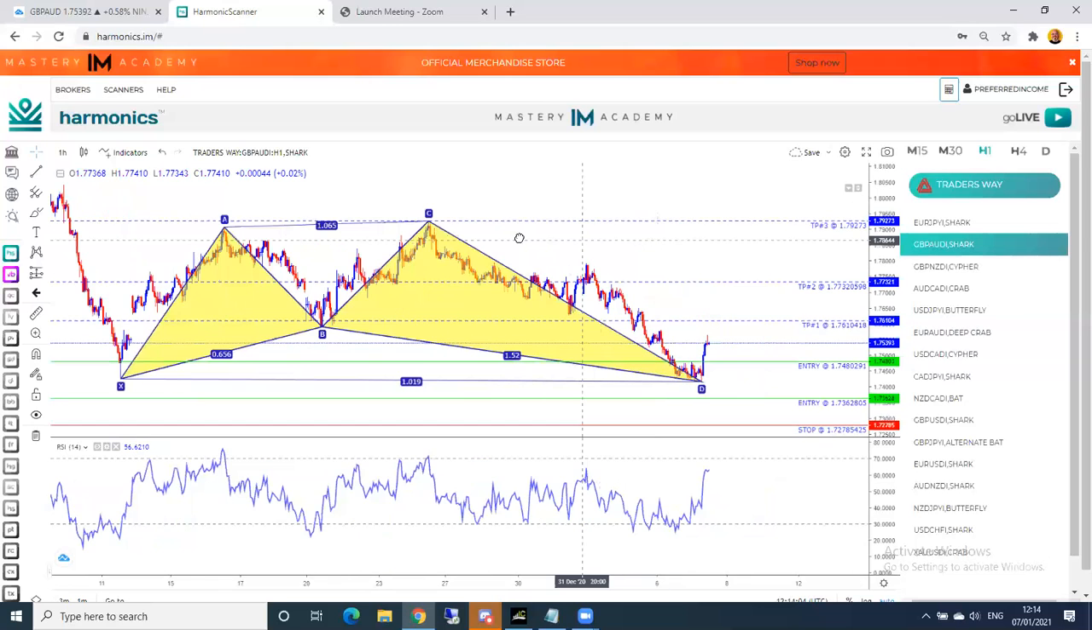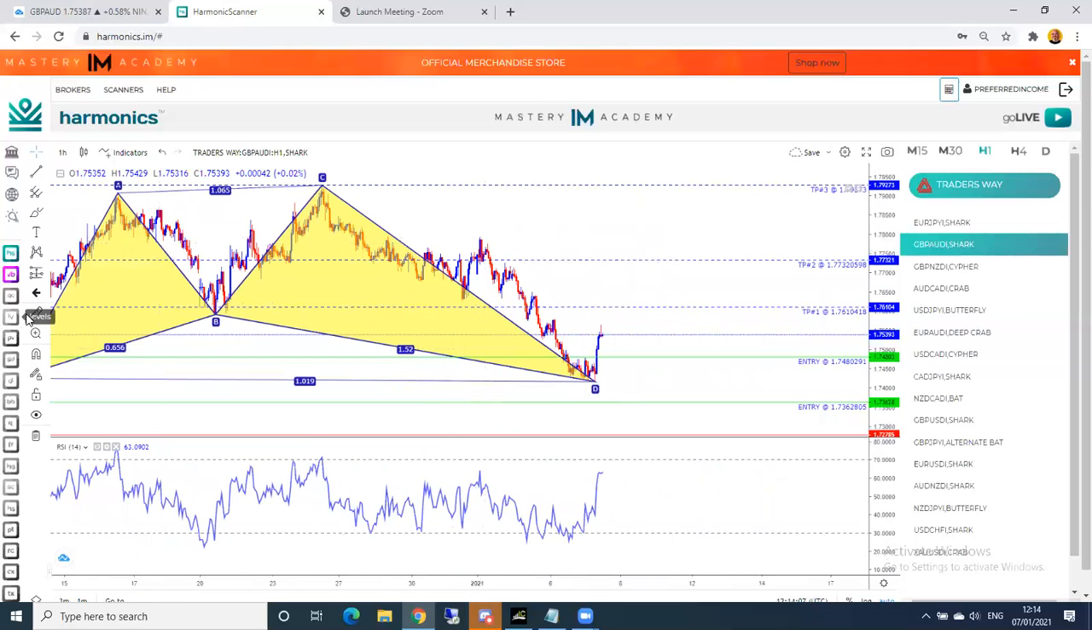And as you can see with this particular scan here, if I just measure the range from C to D, that's 500 odd pips. So that's a fairly decent size scan.